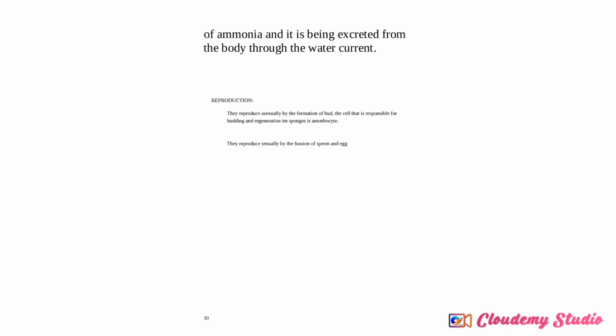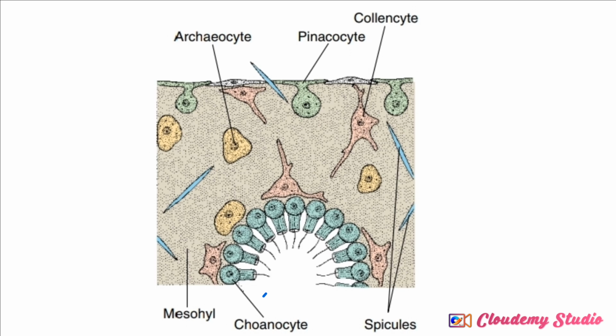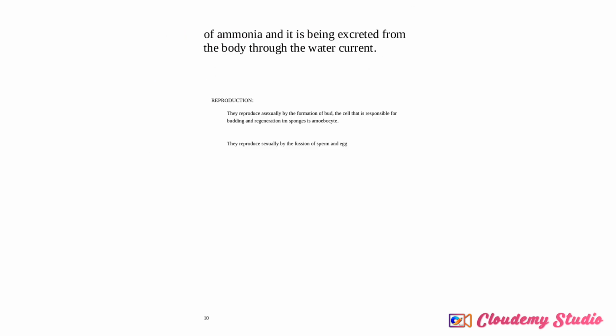Now, what about their reproduction? They exhibit two types of reproduction: sexual and asexual reproduction. We have either sexual reproduction or asexual reproduction.